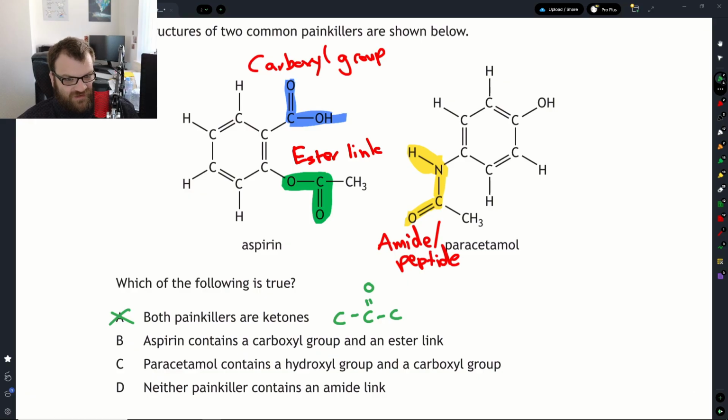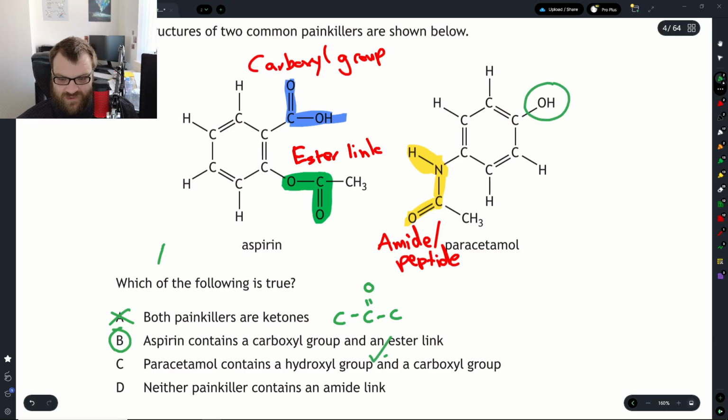Next one, aspirin, which is the left-hand chemical, contains a carboxyl group and an ester link. Well, I just showed that as I was looking at the double bond O's. Paracetamol contains a hydroxyl group. Oh yes, we do have a hydroxyl group, but we do not have a carboxyl group. Carboxyl groups are C double bond O, O, H. Neither contain an amide link. Well, that's incorrect because paracetamol does contain a peptide link. So B is our correct answer.